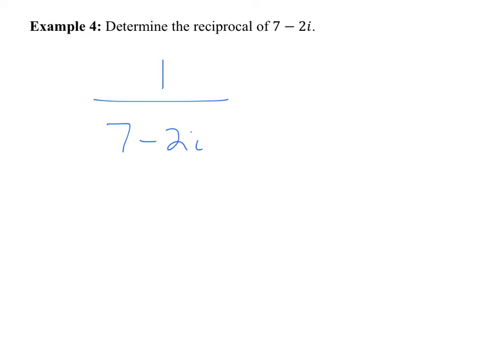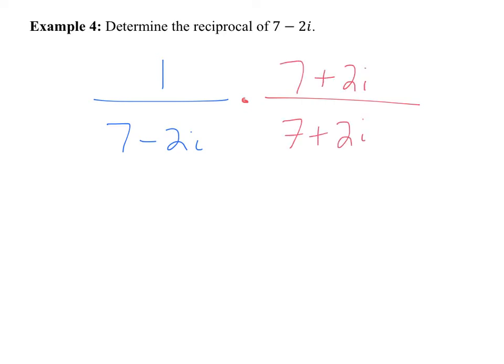Mike, what do we do? Divide by 2. It's not a monomial denominator, Mike. We're not at the end of the example like the last one. There's a binomial denominator, right? How would you rationalize? Yeah, so multiply by 7 plus 2i over 7 plus 2i. Good. And just be careful.